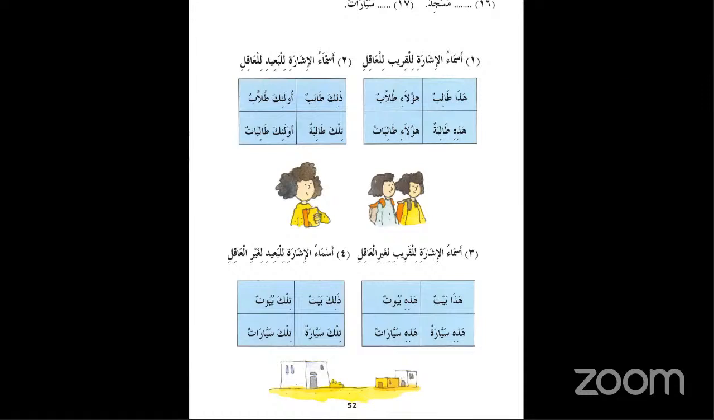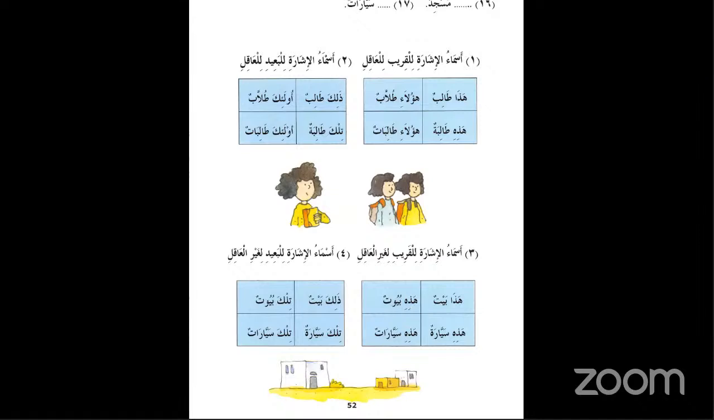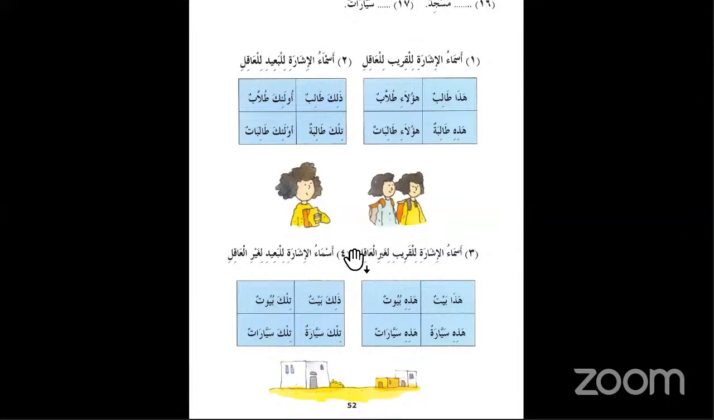Because it's the plural version of Baytun. Correct. And why are we using hadihi? Why can we not use haulai? Because it is irrational. It's not a living being. Right. Okay. So what happens then? So the plural remains as hadihi instead of being haulai.